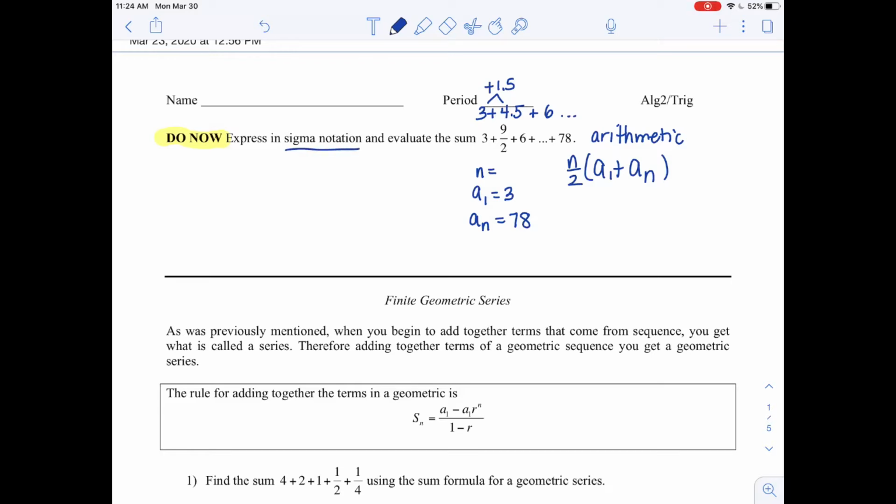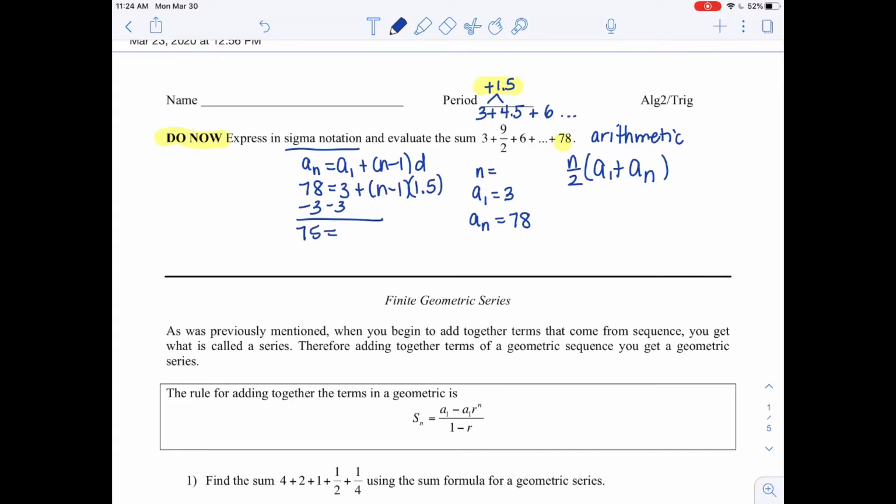Okay, so for us to be able to figure out what our n value is and to also properly put this in sigma notation, I'm going to need to figure out what n value I plug in to get that 78 as my last term. Well, let's go back again to making a rule for an arithmetic sequence: a sub n equals a1 plus n minus 1 times d. Well, my last term is 78, my first term is 3, n minus 1 is going to be left as n minus 1 because that's what I'm going to be solving for, and I know that my common difference, the thing I'm adding over and over again, was that 1.5.